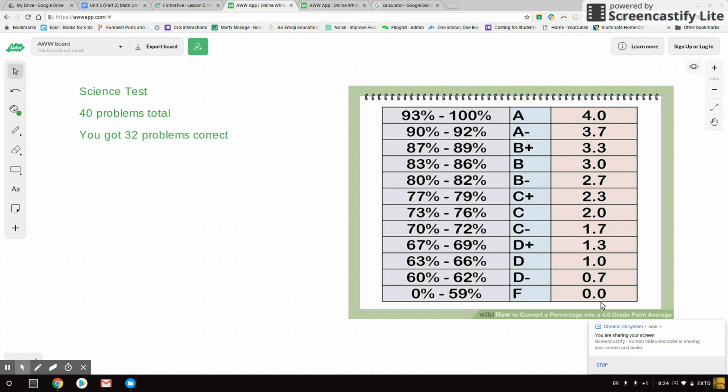This third column over here is your GPA, which is another topic. We're just going to avoid that for now or talk about that later. We're going to be focusing on these two columns and how percentages play into this.